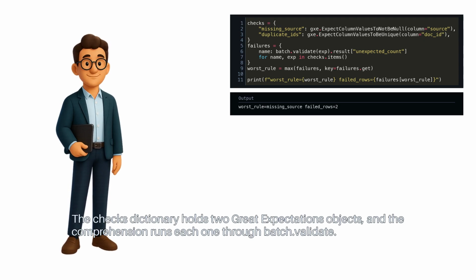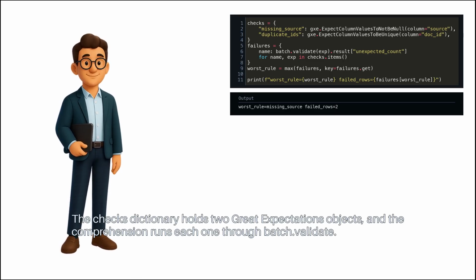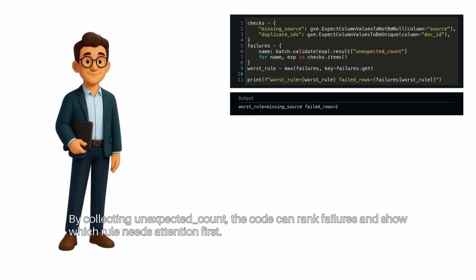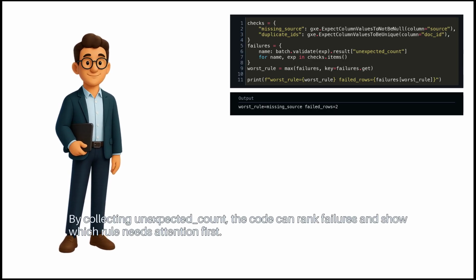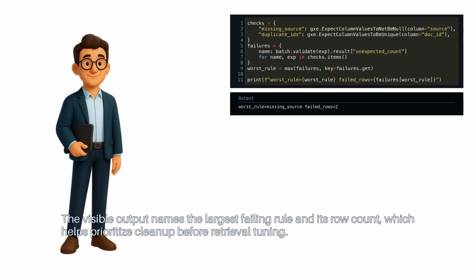The checks dictionary holds 2 Great Expectations objects, and the comprehension runs each one through batch.validate. By collecting unexpected_count, the code can rank failures and show which rule needs attention first. The visible output names the largest failing rule and its row count, which helps prioritize cleanup before retrieval tuning.